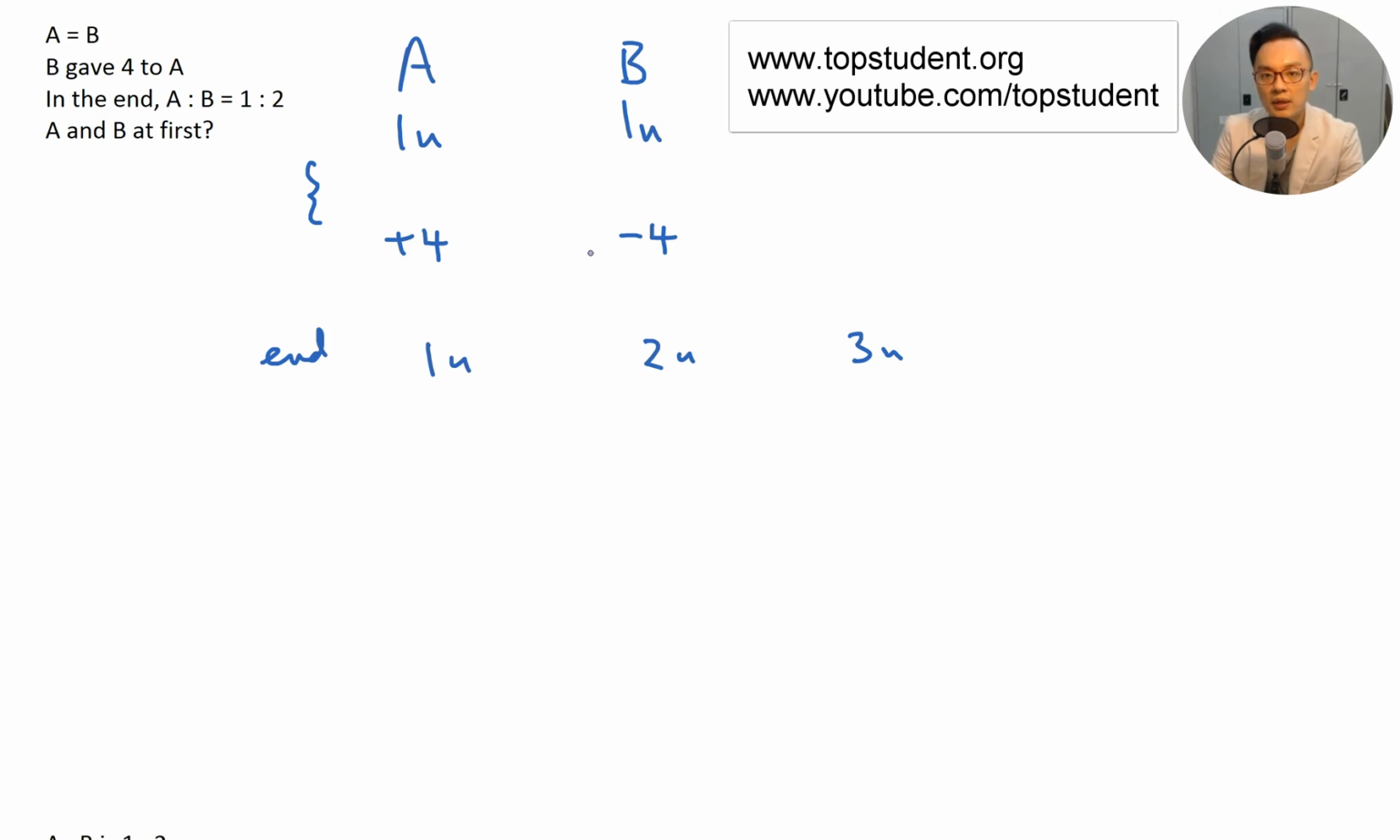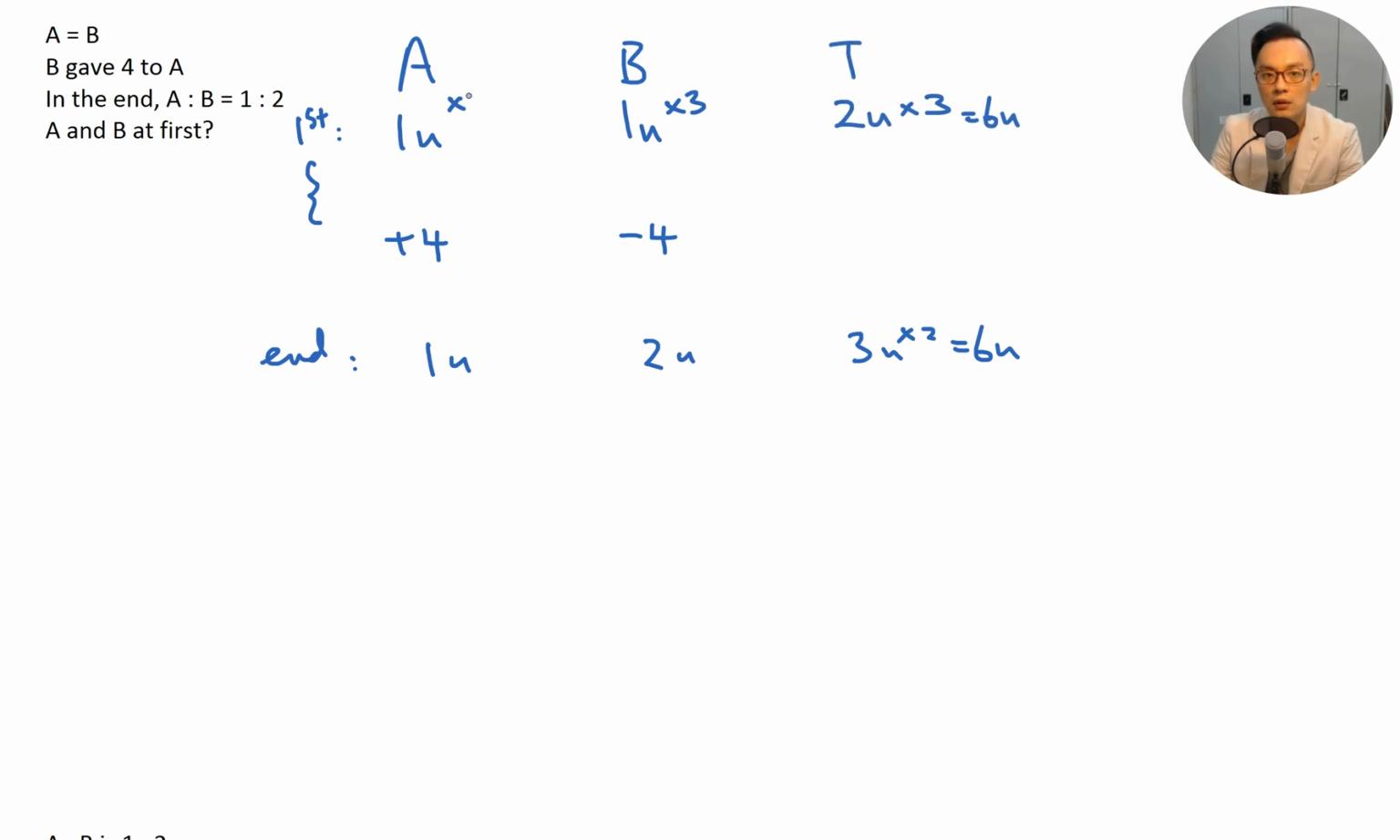So okay, they transferred to each other, but the key thing is the total remains the same. The total in the first scenario was 2 units. The total in the end scenario is 3 units. I need to make them the same. So I need to times 3 and times 2 to make both 6 units. If I times 3 here, I need to times 3 here, and times 2 here, and times 2. So 1 times 3 is 3 units, 1 times 3 is 3 units, 6 units.